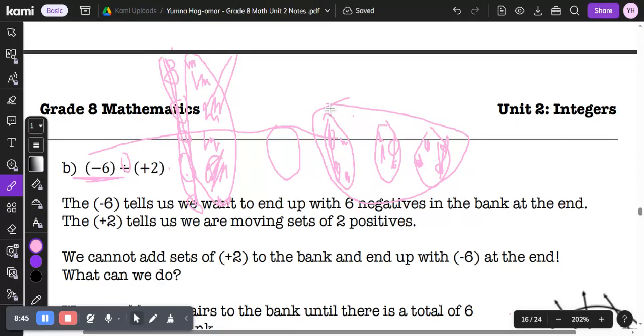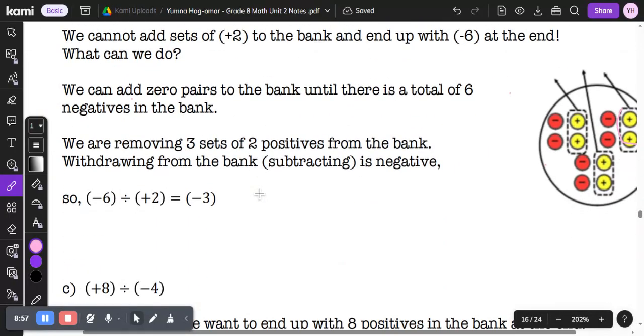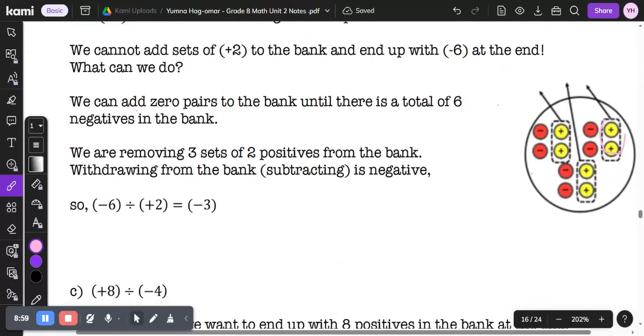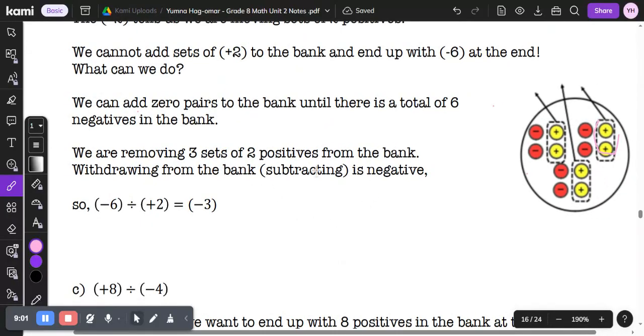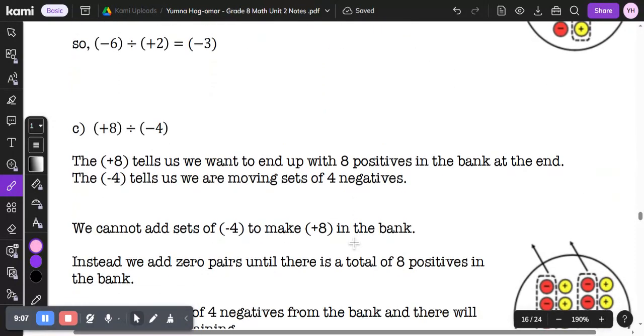Okay, there's 3 groups, which means that minus 6 divided by plus 2 is equal to negative 3. Sorry. Subtracting is negative. Withdrawing from the bank is negative. We are removing 3 sets of 2 positives from the bank, which means that it's negative.